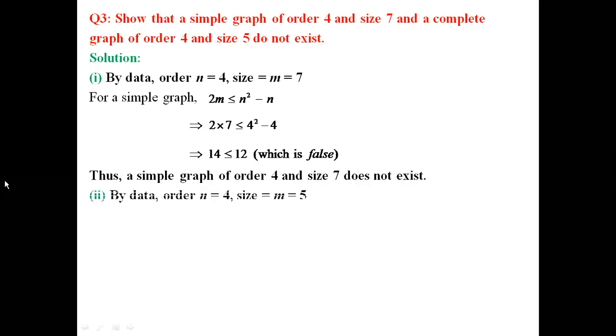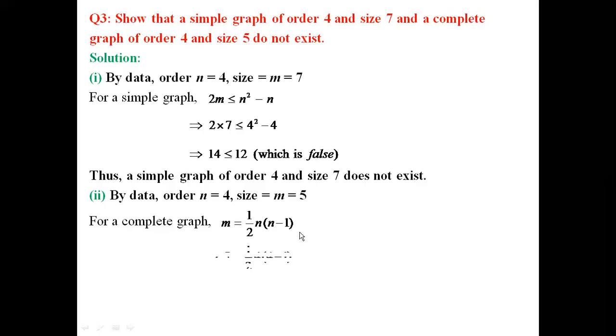Similarly, for a complete graph, it is given that order equal to 4 and size equal to 5. So, n equal to 4 and m equal to 5 is mentioned. We consider the expression for a complete graph that we proved in the last problem, that is m equal to half of n into n minus 1. m is given as 5, n is given as 4. Substituting and simplifying, we obtain 5 is equal to 6. 5 is a value never equal to 6. So this is also a false expression.